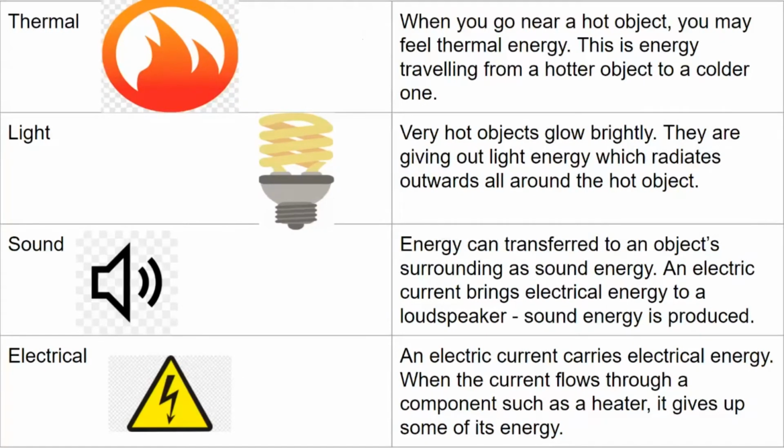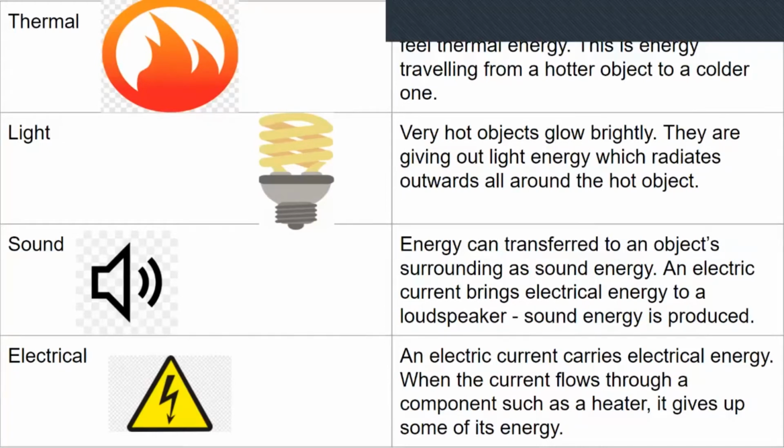Thermal: when you go near a hot object, you may feel thermal energy. This is energy traveling from a hotter object to a colder one. Light: very hot objects glow brightly. They are giving out light energy which radiates outwards all around the hot object.